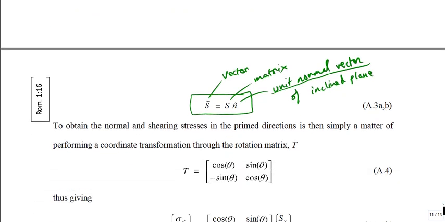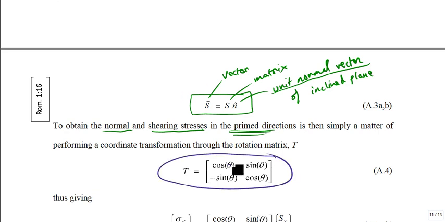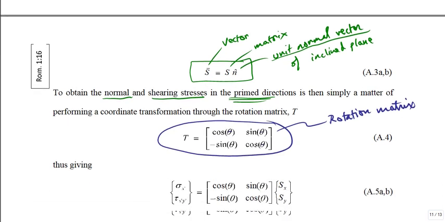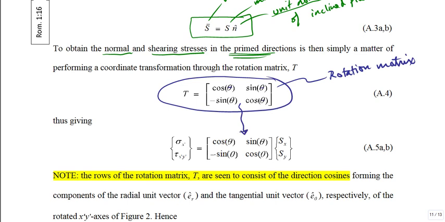Now the question then becomes, if I want to find the normal and the shearing stresses in the primed directions, then all I have to do, based on what we've been talking about, is do a transformation. And here is my rotation matrix, as we had developed earlier. And so that's this matrix there, and I'm multiplying the S_x and the S_y again. If this was the incline, don't forget that this was S_x and this was S_y. And now we're interested in something like this, along the x prime and y prime directions, which is these two guys.